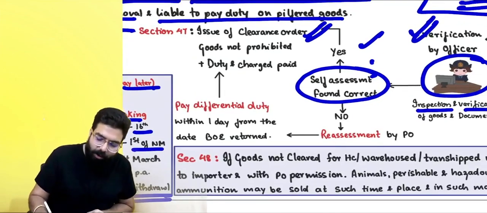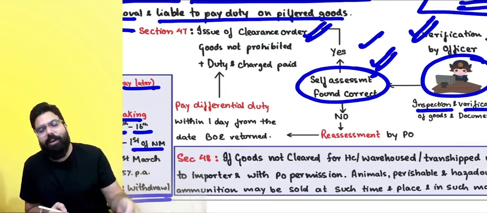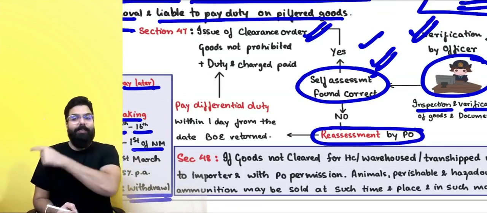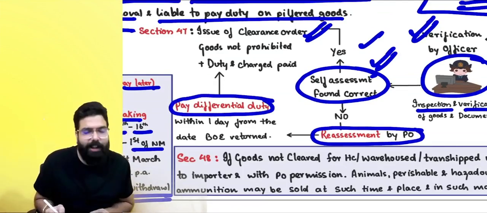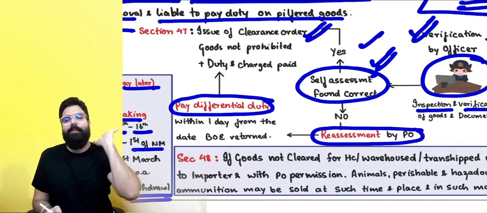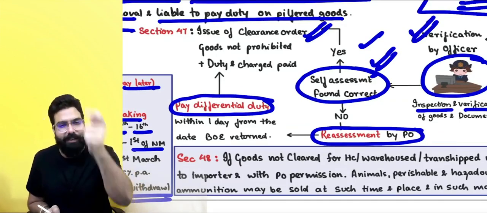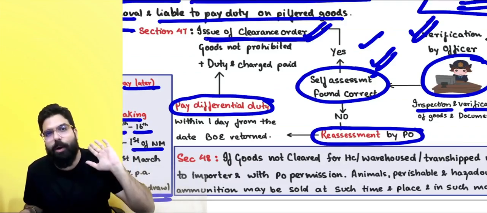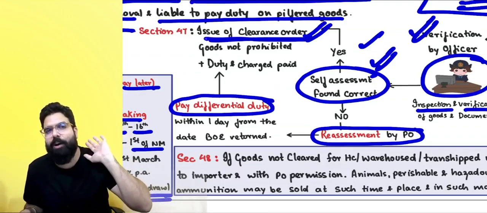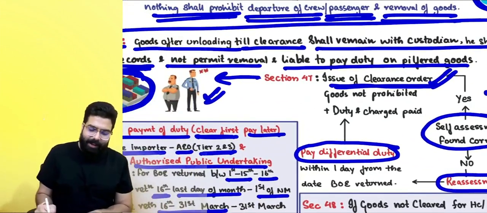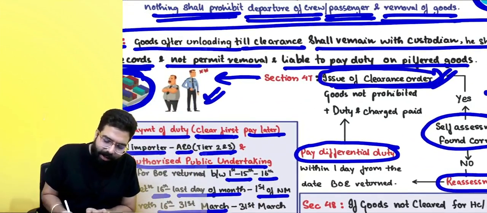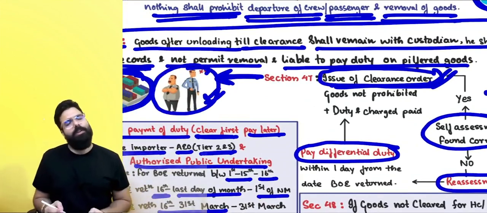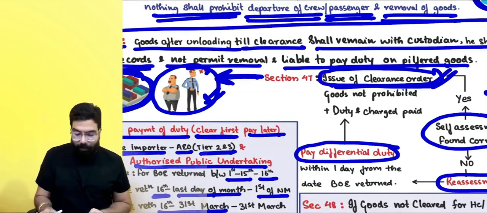But if the officer finds that the self-assessment is not correct, then the customs officer will do the reassessment. Now you have to pay the differential duty within 1 day. Pay the differential duty, and the officer will give you a clearance order after checking that the goods are not prohibited goods and you have paid all the duties and charges. Take the clearance order, go to the custodian, who will give you the goods, take the goods and go home.